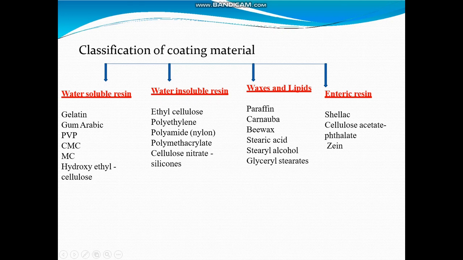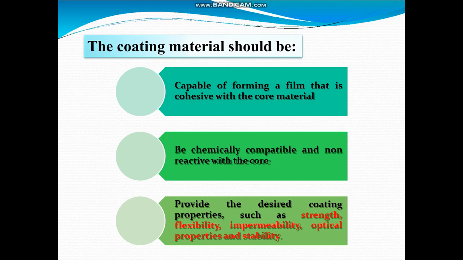The fourth one is enteric resins. Enteric resins are shellac in nature. So shellac can be used as an enteric coating, or cellulose acetate phthalate, and zein. This is the basic classification of the coating material.